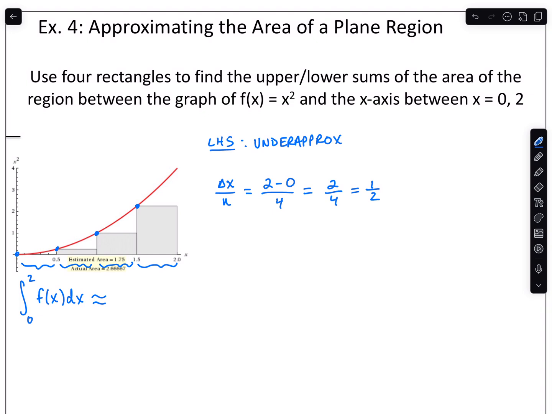If I know that the width of every rectangle is going to be 1/2, I can pull it out as kind of like a common factor. And now I'll start the process. Left-handed, where should it start from 0 to 2? It should start at 0.